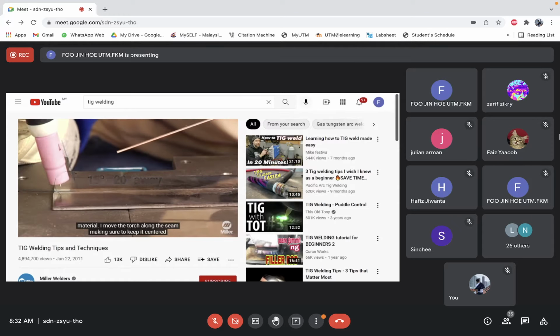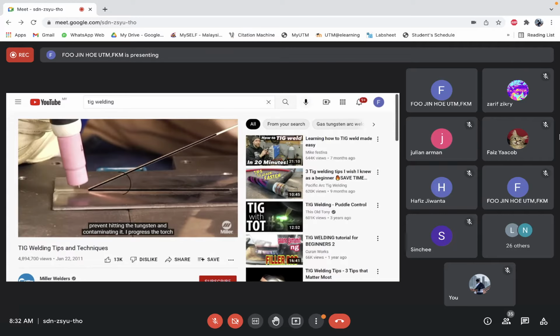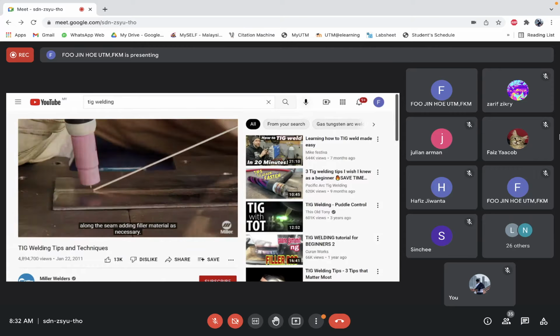I move the torch along the seam, making sure to keep it centered. If filler material is needed, I bring it in as low an angle as I can to help prevent hitting the tungsten and contaminating it. I progress the torch along the seam, adding filler material as necessary.